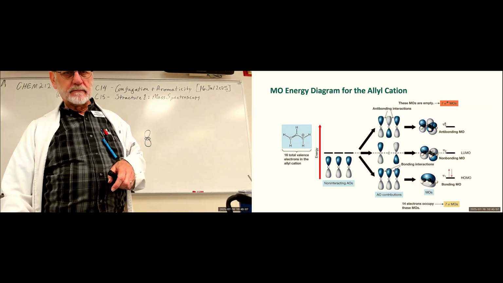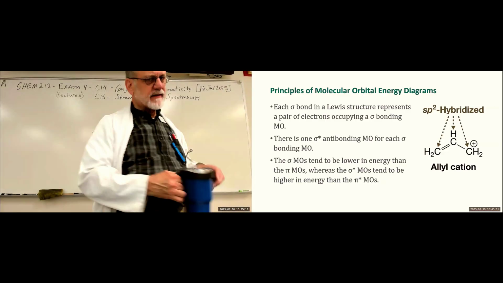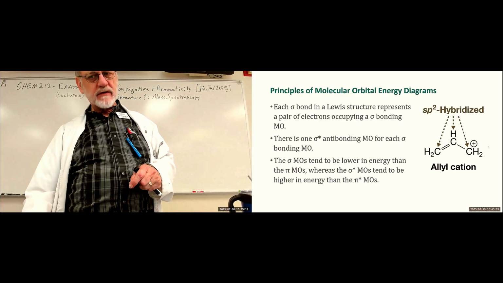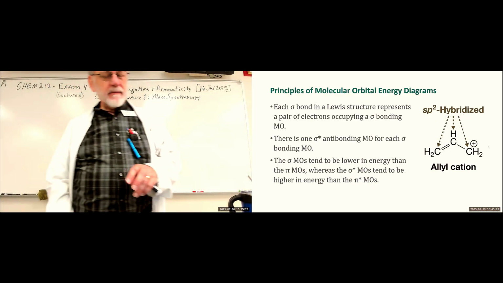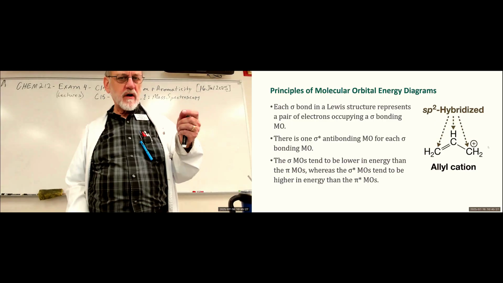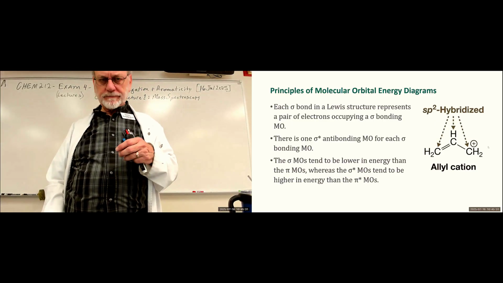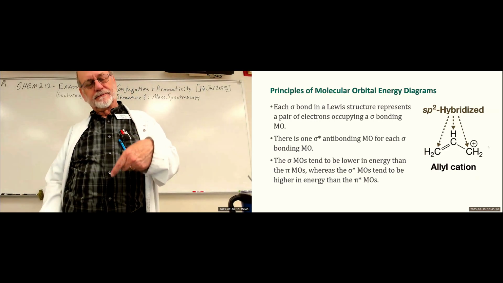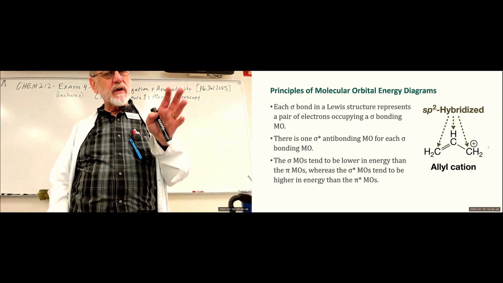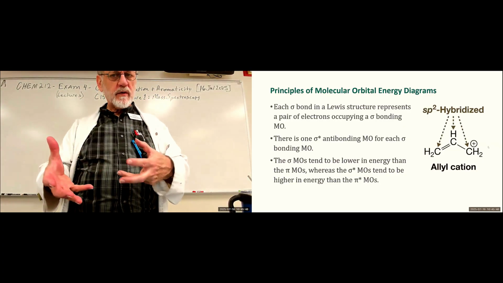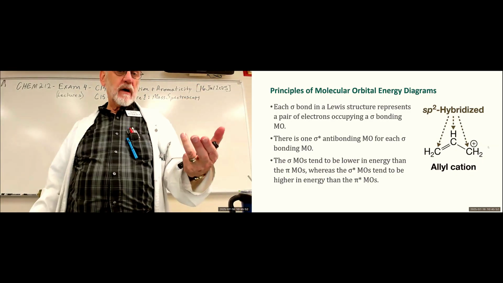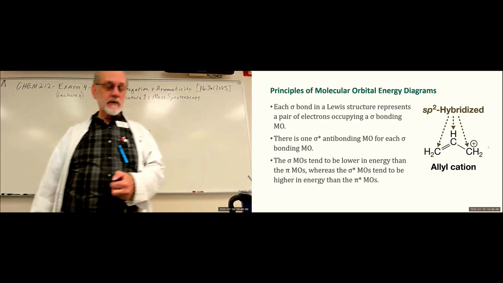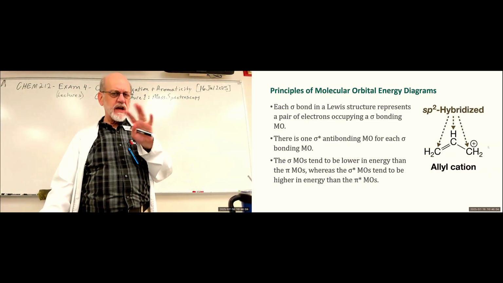All right. This hasn't helped me much yet. I'm hoping that this is preliminary stuff and it's all going to come together. Each sigma bond in a Lewis structure represents a pair of electrons occupying a sigma bonding molecular orbital. Okay. And there is one sigma star antibonding molecular orbital for each sigma bonding molecular orbital. All right, that makes sense. I think what the author is trying to do here is simplify so that we can actually use molecular orbitals in describing our molecules rather than having to go back and draw from scratch, which is difficult to do for complex molecules. So we've got these simplifications that are helping us.